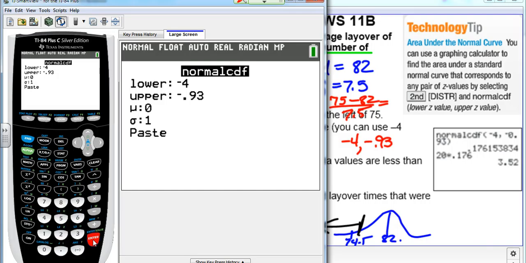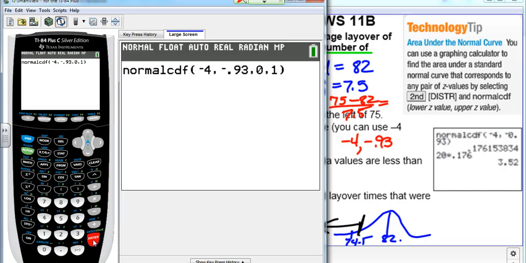And if we're using z-scores, the mean and the standard deviation are 0 and 1. If you have an older calculator, all you need to do is normal CDF, negative 4, comma, negative 0.93, and you can hit enter. It will default to 0 and 1. Everybody get 17.6% again? Okay.